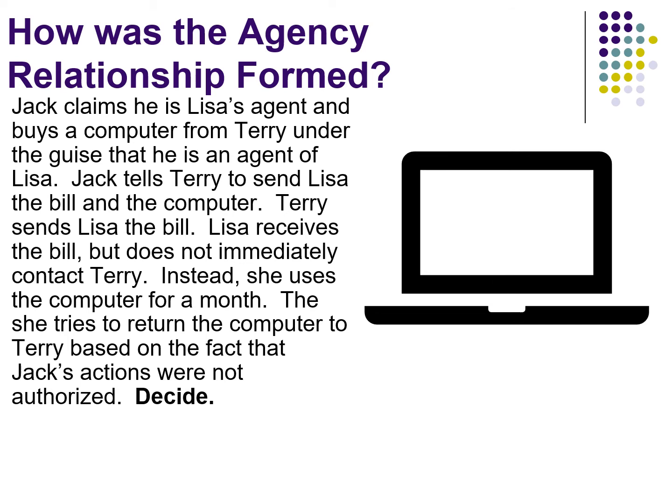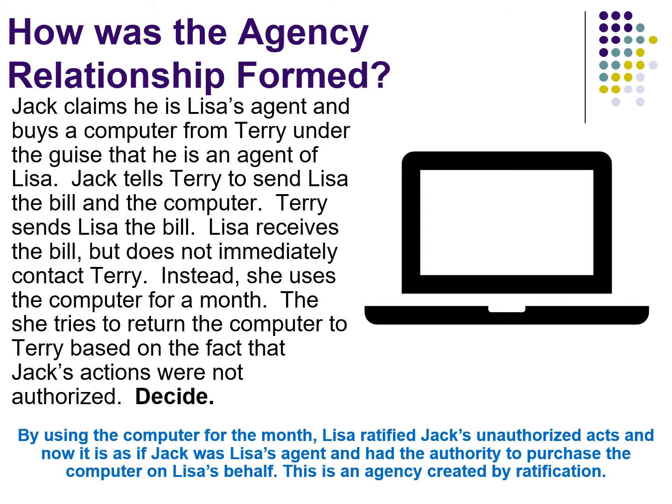Lisa receives the computer, but does not immediately do anything. Instead, she decides to use the computer for a month. Then she tries to return it, saying, hey, I don't have to pay for this. I hadn't authorized Jack to purchase this. What do you think is going to happen? By using the computer for the month, Lisa has ratified the agent's unauthorized acts. And now it is as if Jack was Lisa's agent and had the authority. This is an agency created by ratification.